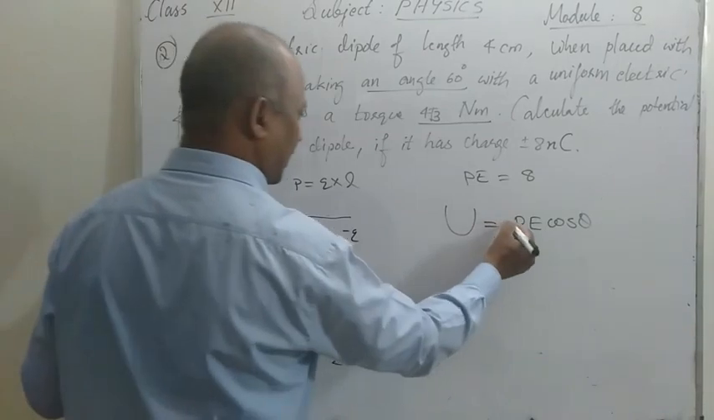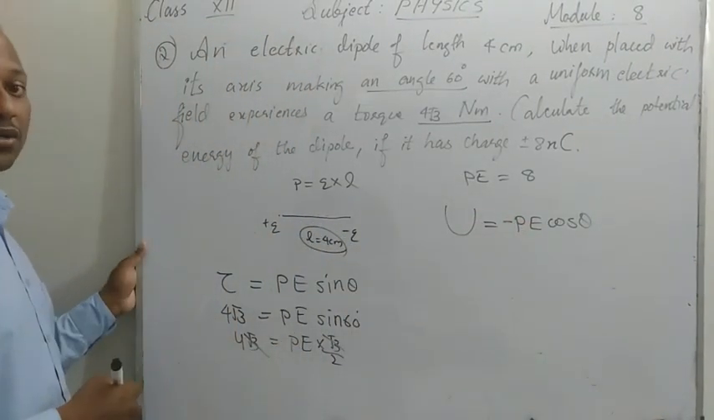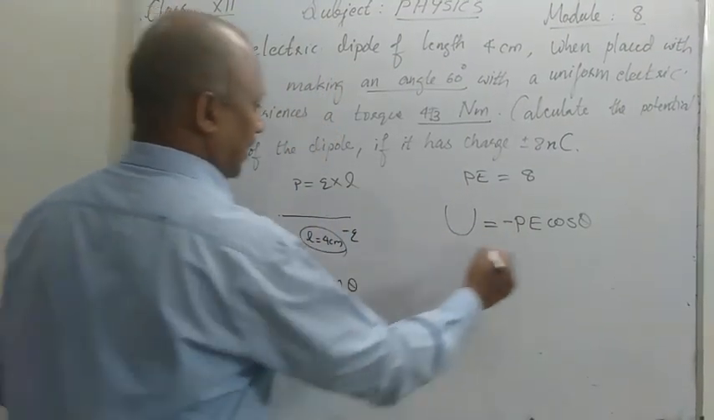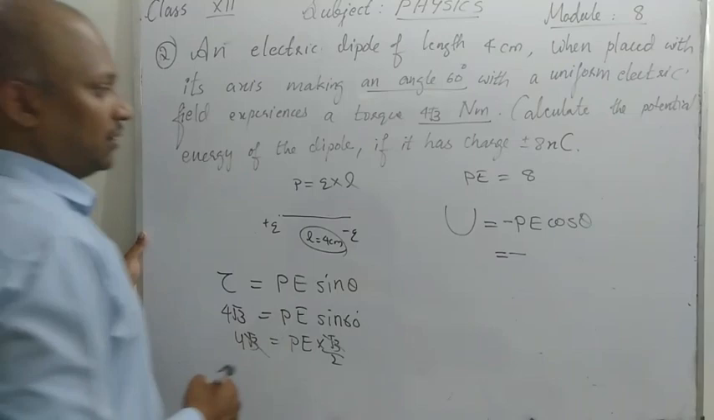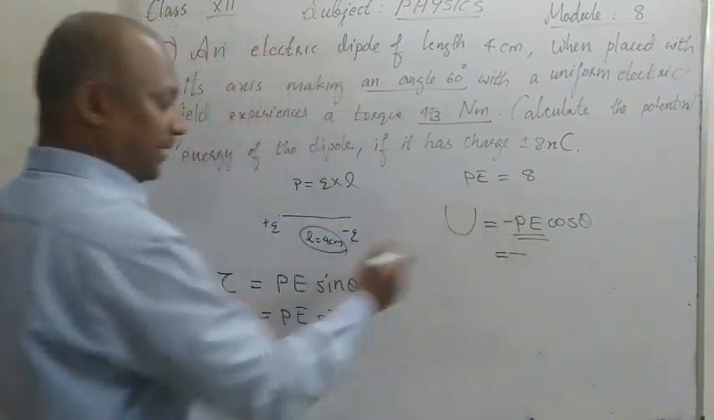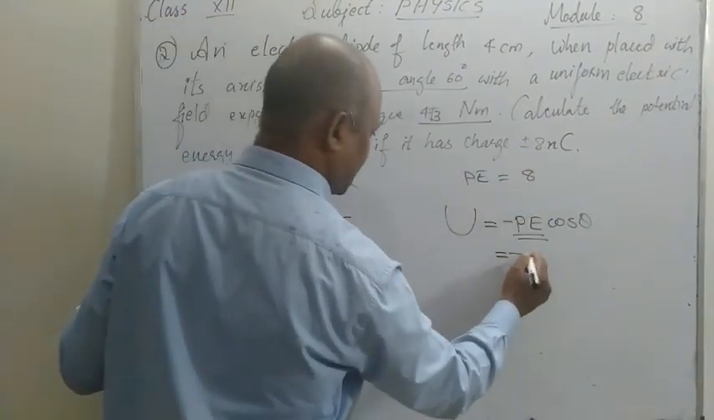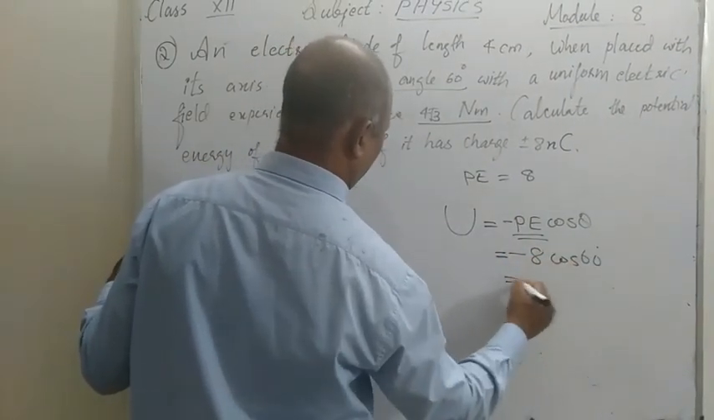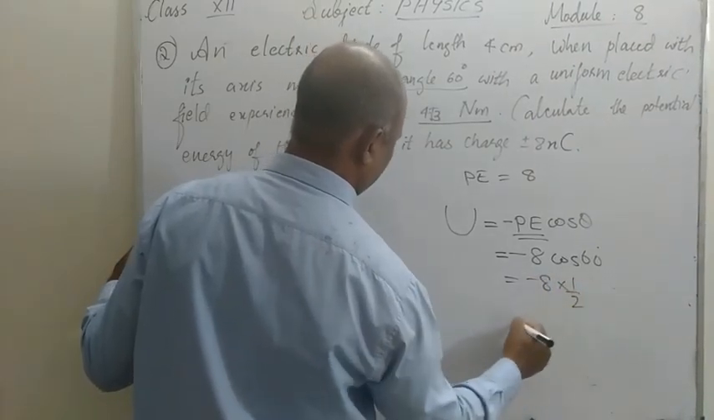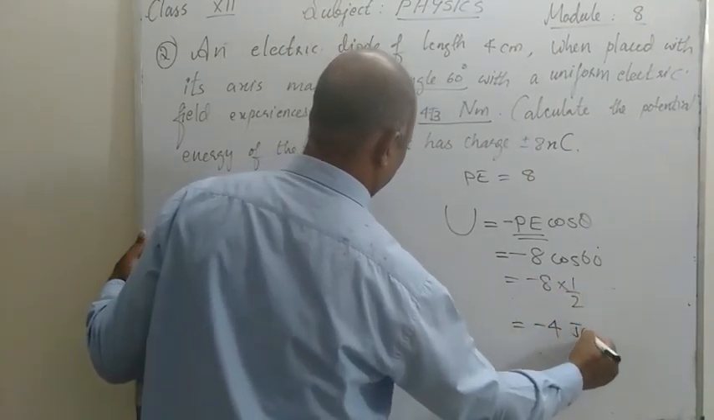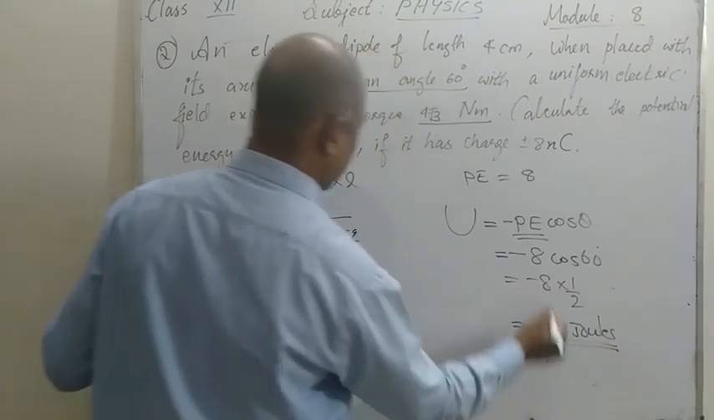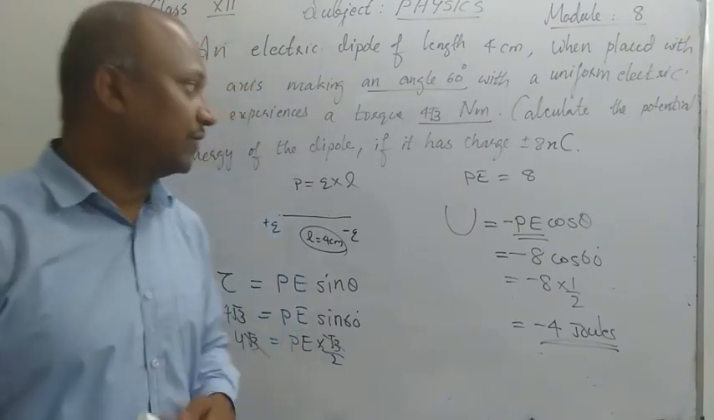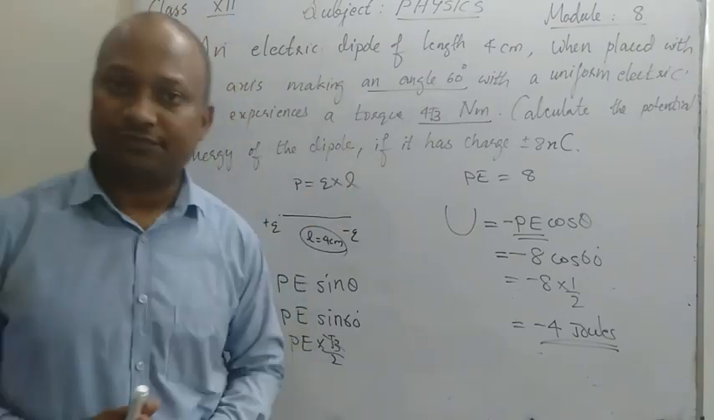In more clear, it is minus P cos theta, that is minus P dot E. The torque is P cross E. So minus, what is P? We did not find P and E separately, but P E altogether is 8 cos 60. And we know the value of cos 60 is 1 by 2. So the answer is minus 4. And potential energy is measured in joules. So minus 4 joules is the potential energy of the dipole.